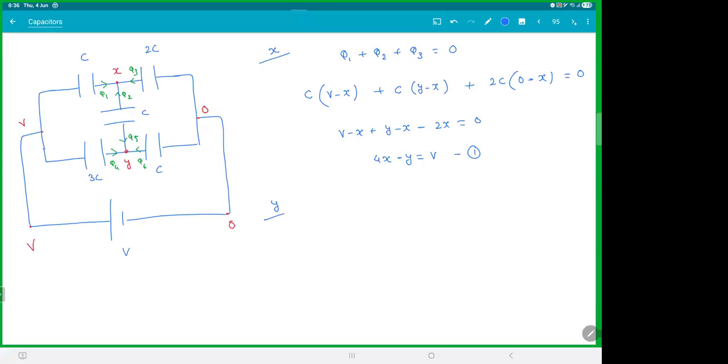Similarly, when you do the same thing for junction Y, Q4, Q5, and Q6 is 0. Q4 is coming from V to Y, so 3C into V minus Y. Q5 is coming from X to Y, so that's C into X minus Y. That's what I said. If you see Q2 and Q5 are reverse, you need not worry about that. And Q6 is coming from 0, so that is C into 0 minus Y is equal to 0. This is 3V minus 3Y plus X minus Y is equal to 0. This would be 4Y minus X is equal to 3V. This is your equation 2.